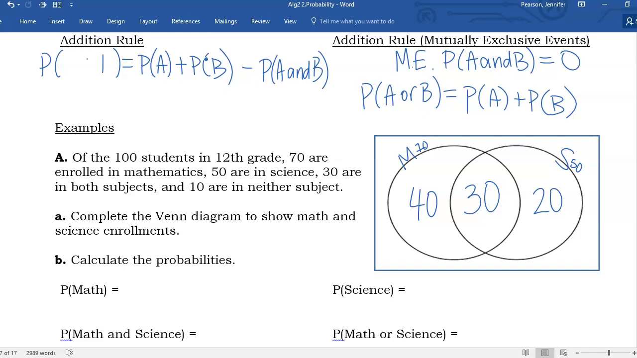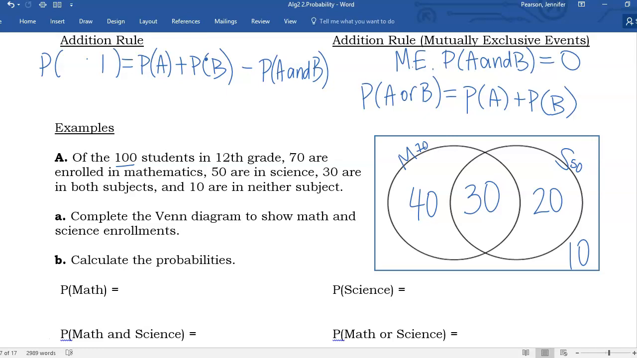And the last piece is students in neither subject. I'm going to throw him in the corner. There are 10 students who are outside of those circles. And if we check, I do know that I'm supposed to have 100 students. So 40, 50, 60, 70, 80, 90, that's 100 altogether.